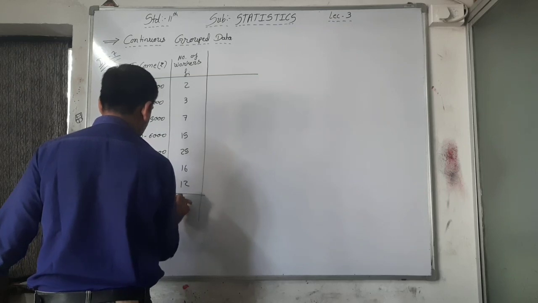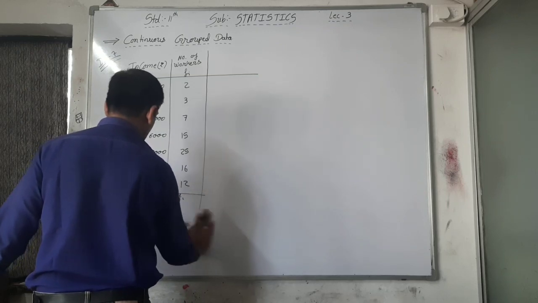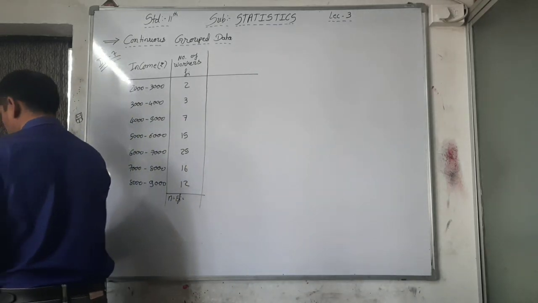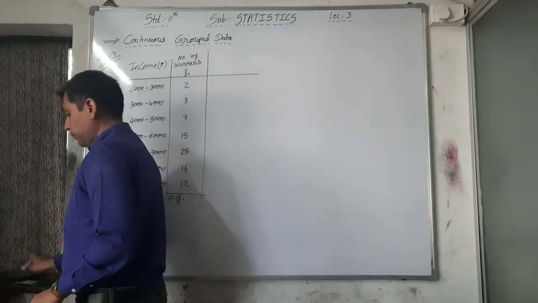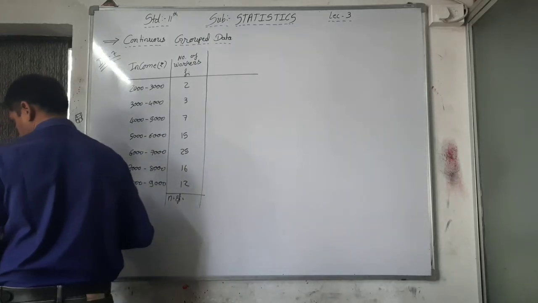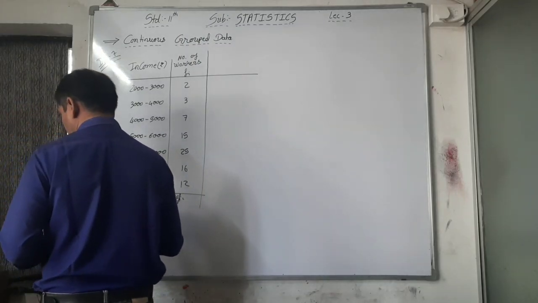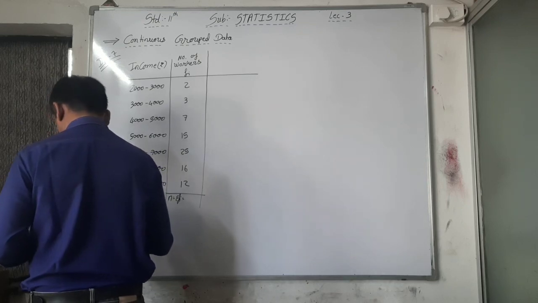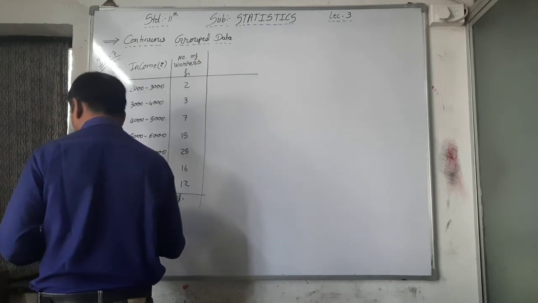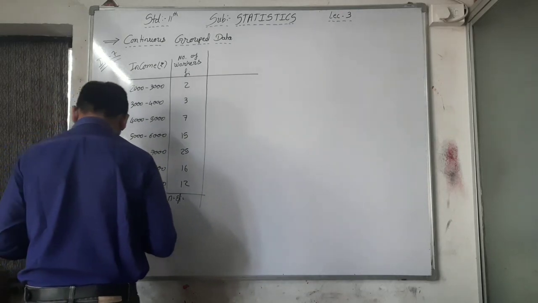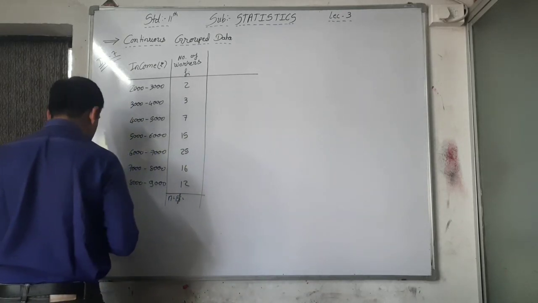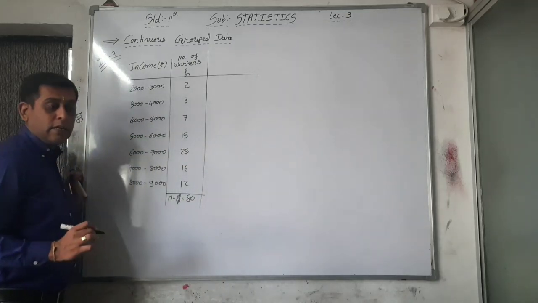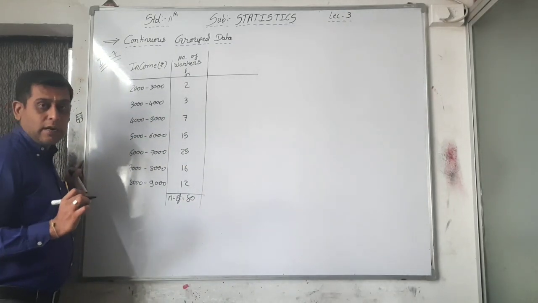Here it is your N, that is sigma Fi, and first of all, you have to make the total of the frequency. 2 plus 3 plus 7 plus 15 plus 25 plus 16 plus 12, that is 80. So here your total frequency is 80.